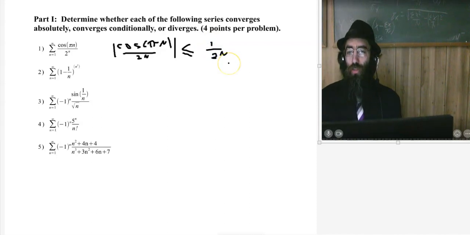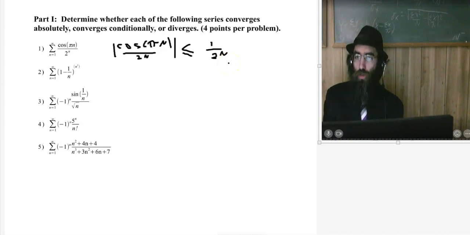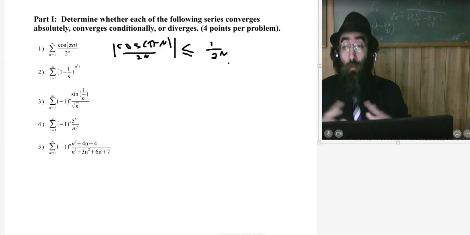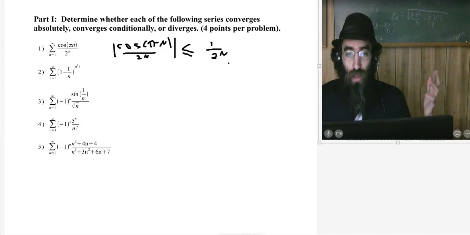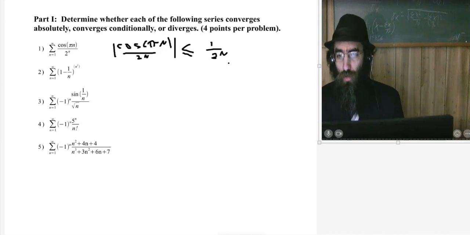And because the sum of 1 over 2 to the n converges by being a geometric series, right, converges to 1, we know that this, since we took the absolute values anyway, we know it absolutely converges. And so we don't even have to test the original function, right, even with the absolute values, it's going to converge.